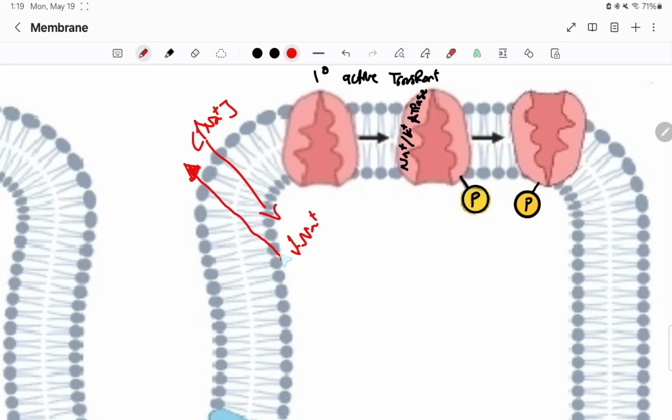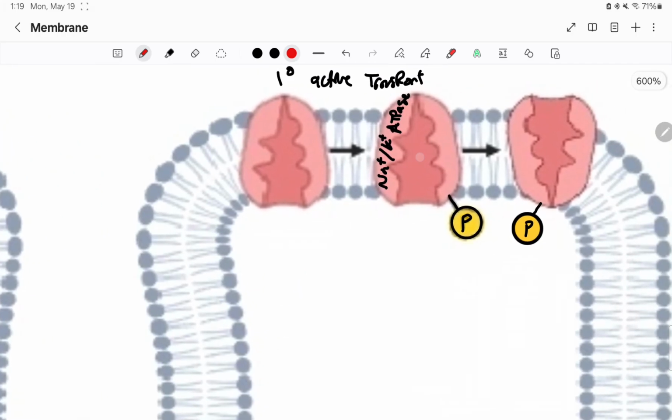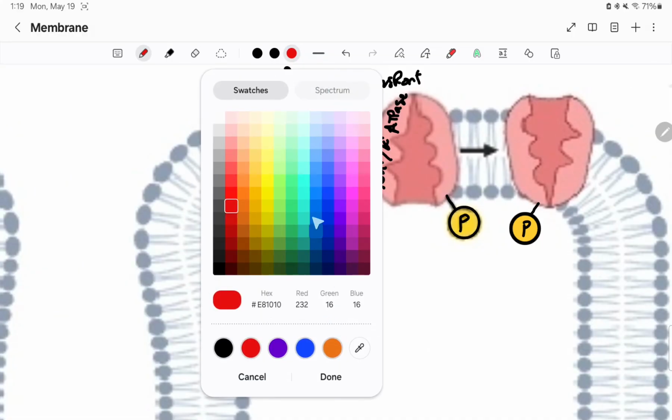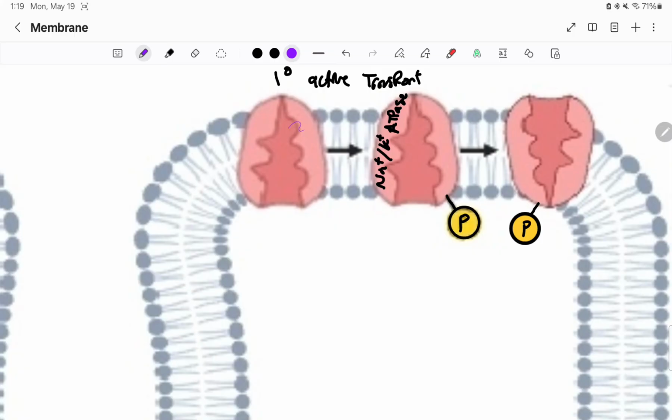Well, this would be going against the original concentration gradient. How would I do this? I need energy. I need ATP. This is where primary active transport comes in, by pushing things against their gradient. So in this current stage of configuration, there are 3 high affinity binding sites for sodium. Okay, so I have 1 sodium, 2 sodium, 3 sodium. And guess what? They will all come and bind to these binding sites.